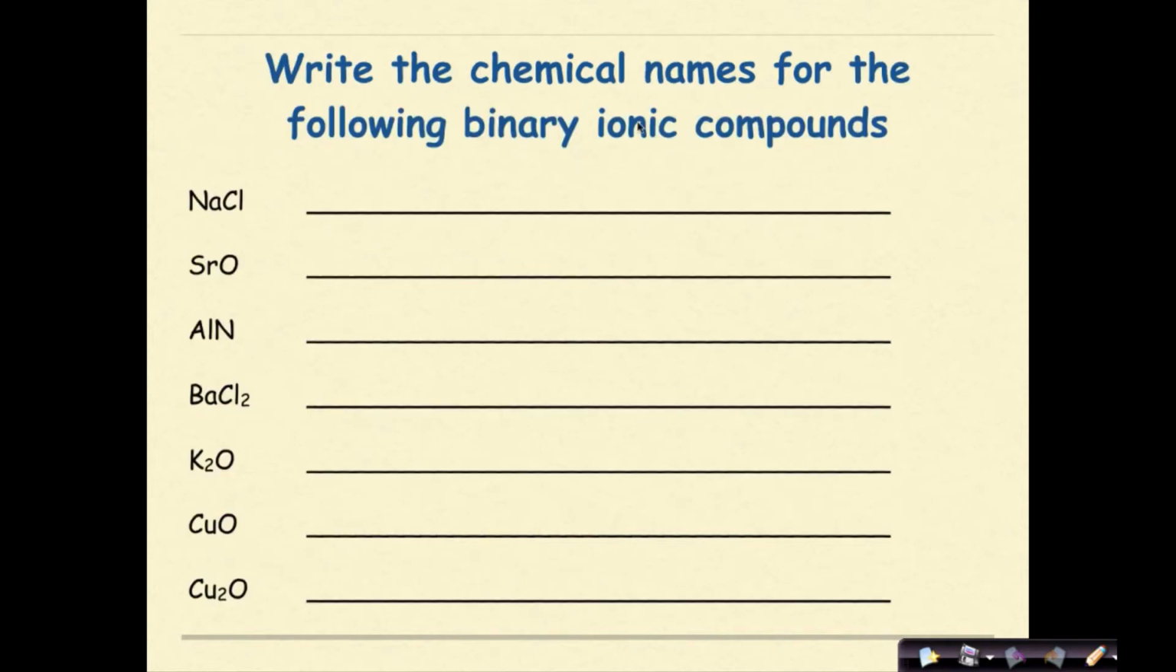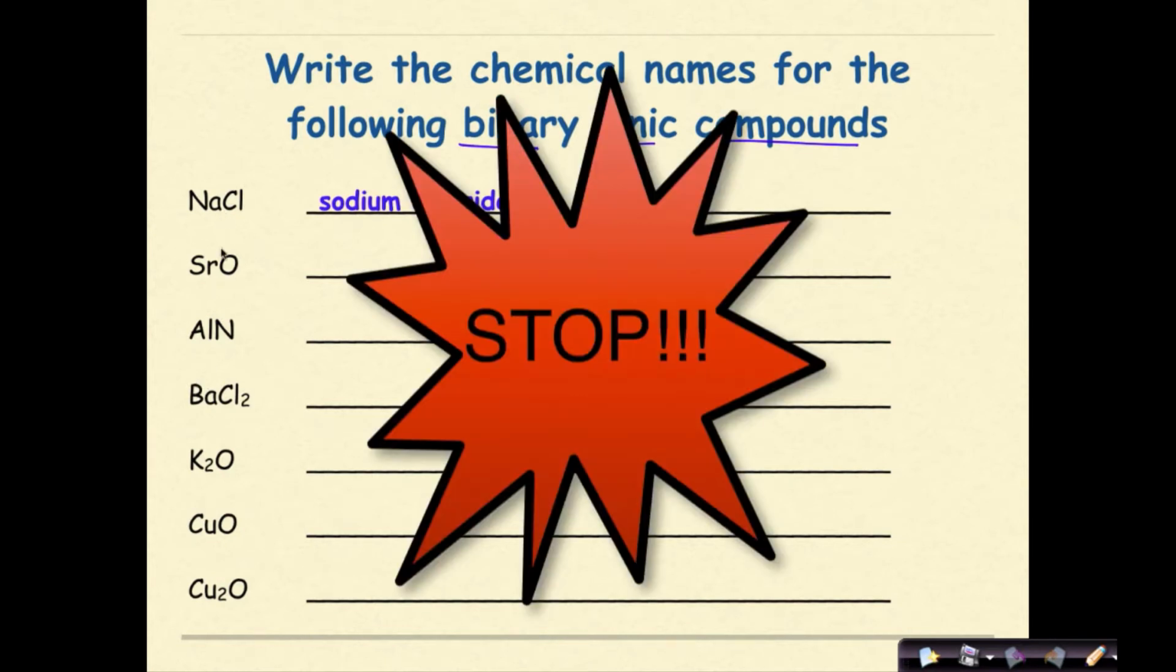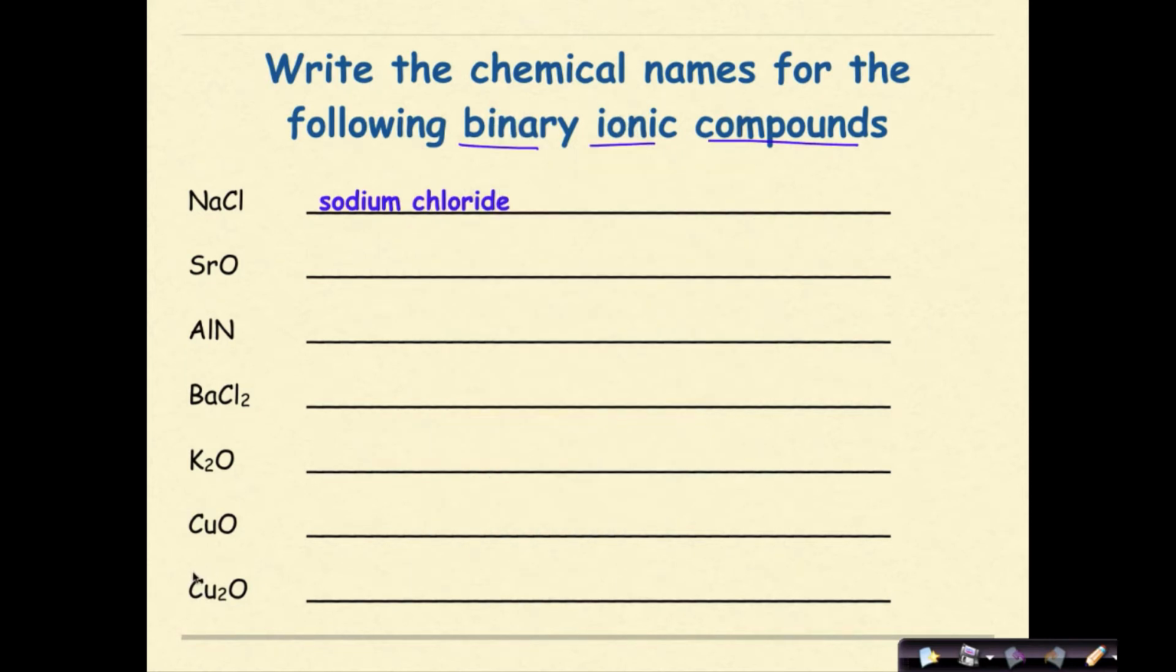Write the chemical names for the following binary ionic compounds. Now this should be a big review from your summer assignment, so I'm not going to provide much help here. So if we look at the first one, NaCl, I know that the Na is sodium. I know that the Cl is chlorine, so I'm going to change that ending to "ide." So for the first one, it's going to be sodium chloride. So again, what I'd like you to do is stop, write the names for the rest of these, and then continue with the video to check your work. Welcome back. Let's see how you did.